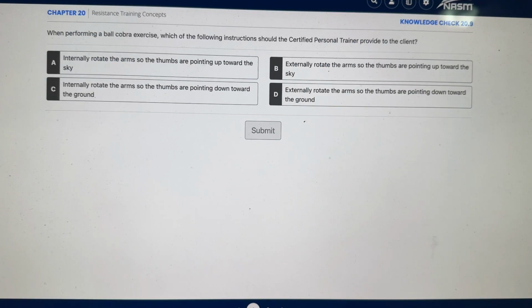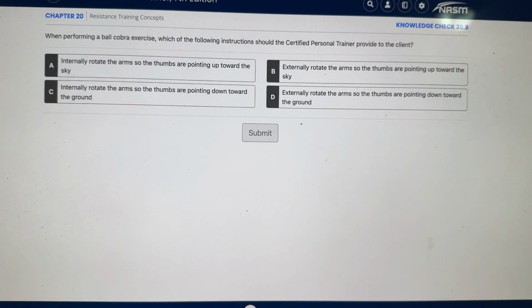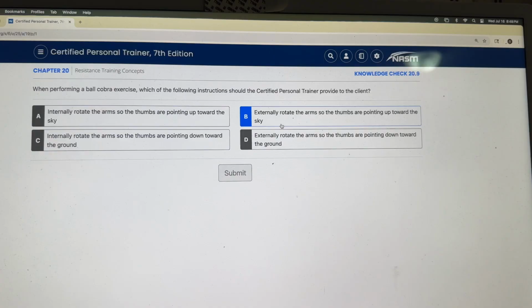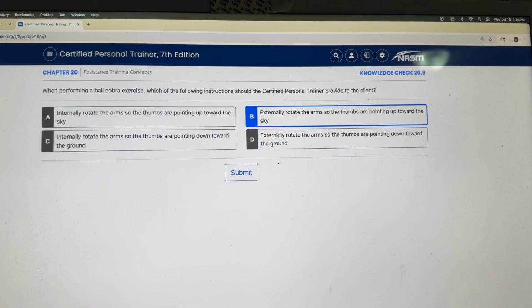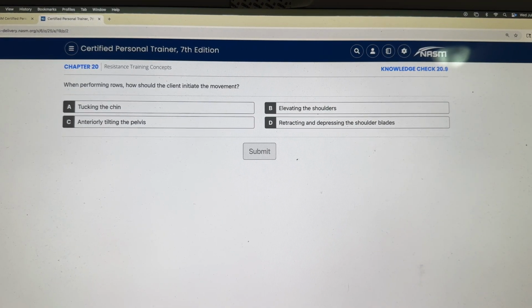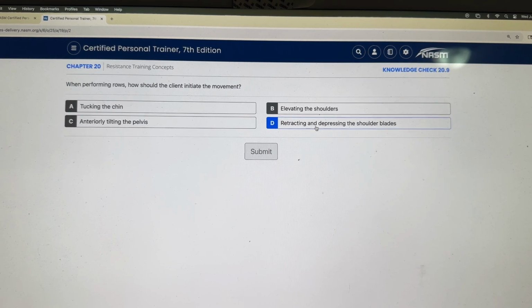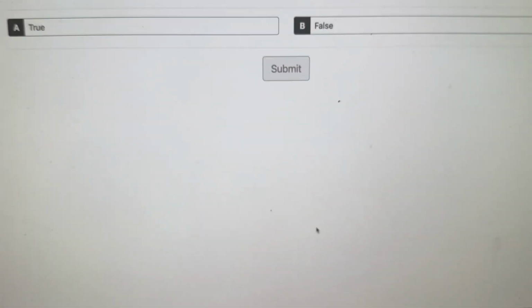Here we go. While performing the ball cobra exercise, which of the following instructions should the certified personal trainer provide to the client? Externally rotate the arms so the thumbs are pointing up toward the sky. When performing rows, how should a client initiate the movement? Retracting and depressing the shoulder blades. All right, guys, chapter 20, lesson 10 is done. 8:52, only 2 questions. Here we go.